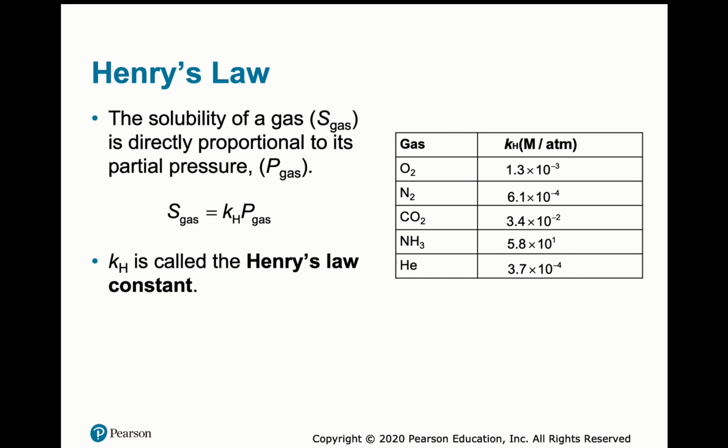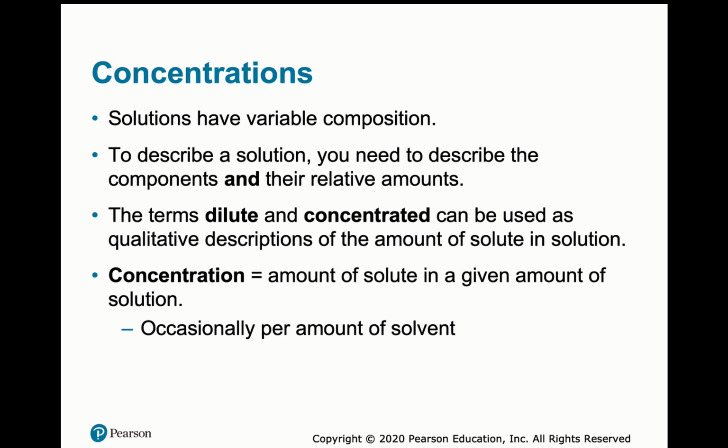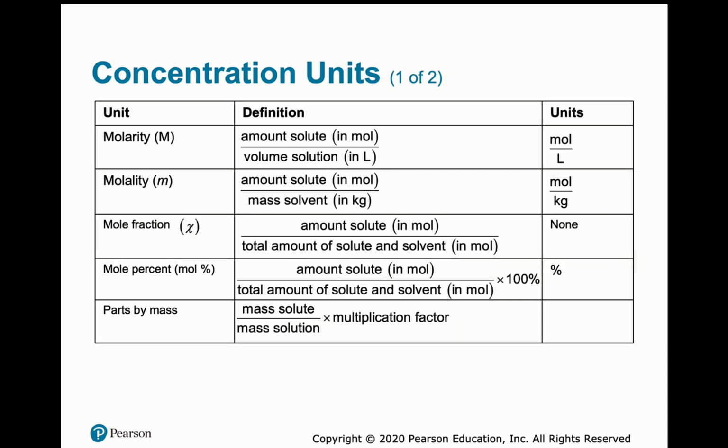And that kH, that's the Henry's law constant, and there are some of the Henry's law constants for the different gases in the units of molar per atmosphere. So concentrations, we've already mentioned concentrations in moles per liter, but concentration is just a way of saying how much stuff there is. So dilute and concentrated say relative amounts of how much something is in. And we use different terms for concentration.